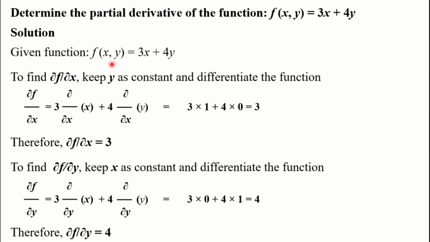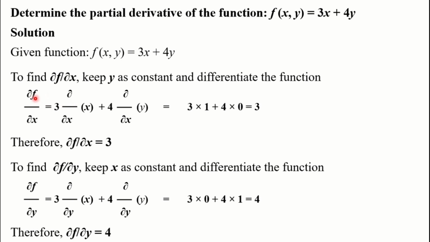Now we are going to solve some simple problems. Determine the partial derivative of the function f of x y equal to 3x plus 4y. What is the given function? The given function is 3x plus 4y. Now first we need to find the differentiation with respect to x. Here we consider y constant.